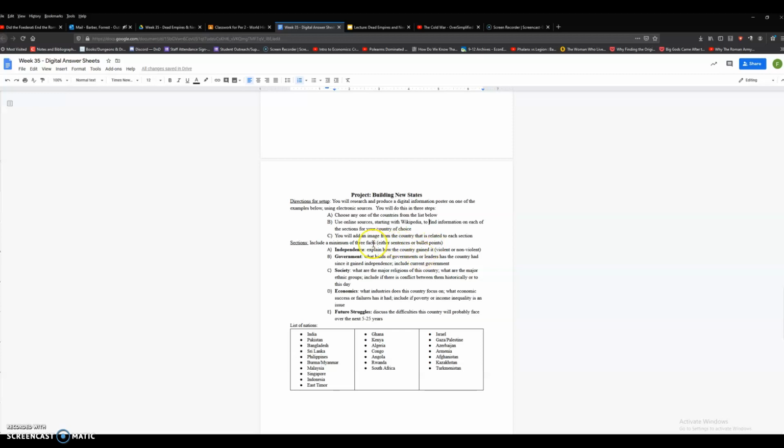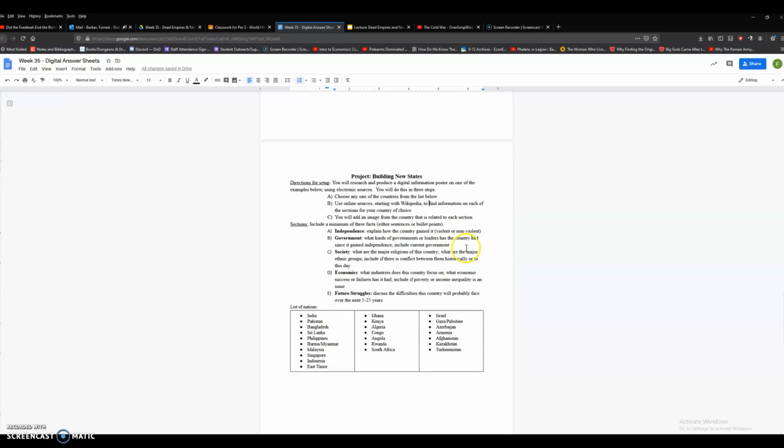Include in the 3 facts for independence: how the country gained it, specify was it violent or nonviolent, and what kind of government has it had post-independence. Make sure you include the current government, because in a lot of these, they have changed over the decades.